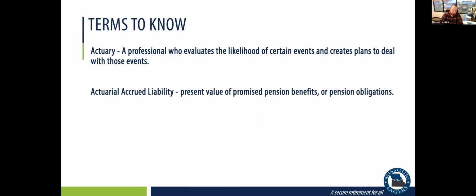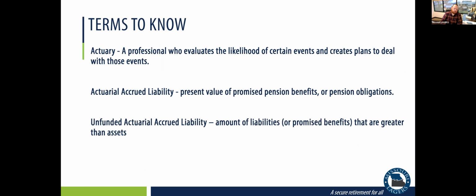Actuarial accrued liability is a term you'll see on your valuation. You'll also see an unfunded actuarial accrued liability, which will be the next one we're going to talk about. But actuarial accrued liability is the present value of the promised pension benefits or pension obligations. In other words, in today's value of dollars, how much is needed to fund the future benefits payable to the members of the system, in your case, your employees.